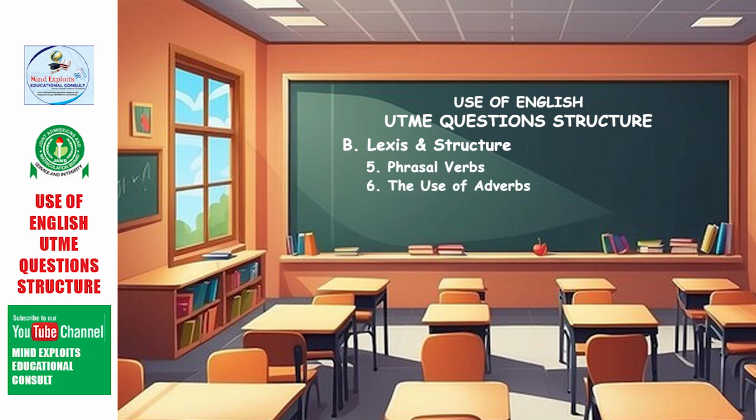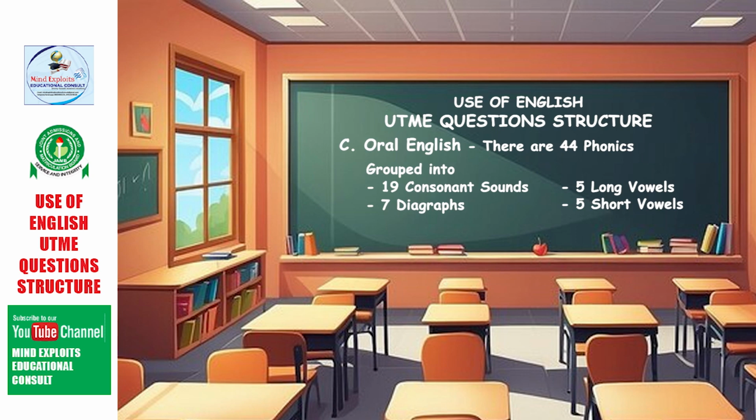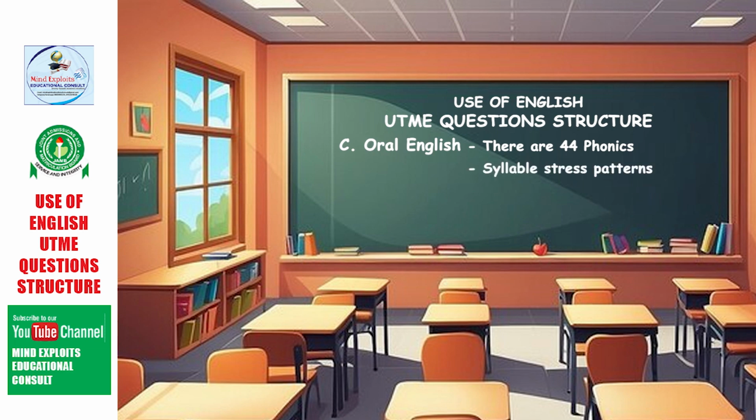So, we have other sections like the use of adverbs, the use of concord under the Lexis and Structure. Another part of your examination is the oral English. This has to do with articulation of words. Generally in English language, there are 44 phonemes that make up the language. They are divided into 19 consonant sounds, 7 digraphs, 5 long vowels, 5 short vowels, 2 OO sounds, and 2 diphthongs. We have questions that will come across all the sounds, so you ensure you know all your consonant sounds and your vowel sounds. There will be questions on syllable stress pattern, the monosyllabic words and the multiple syllabic words.